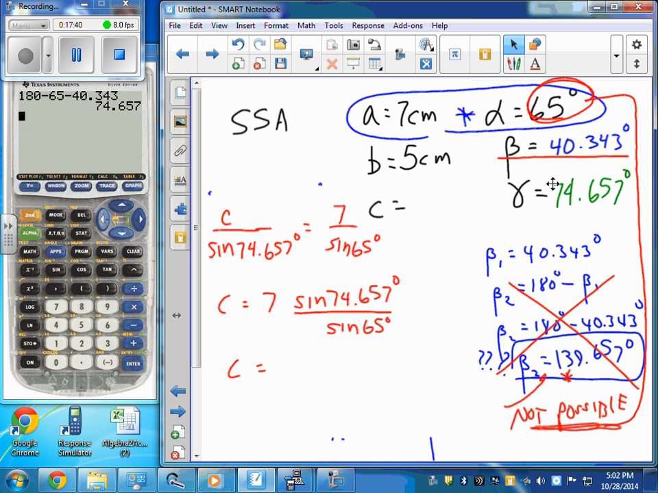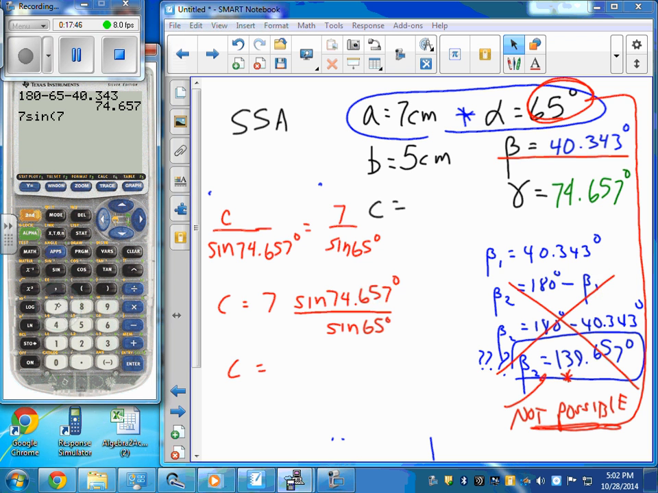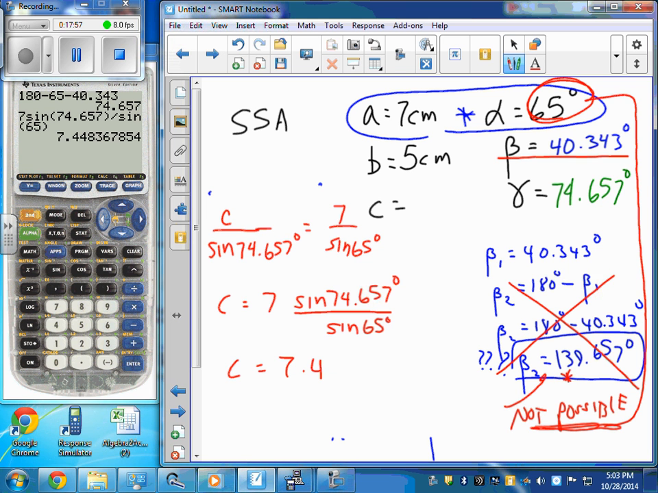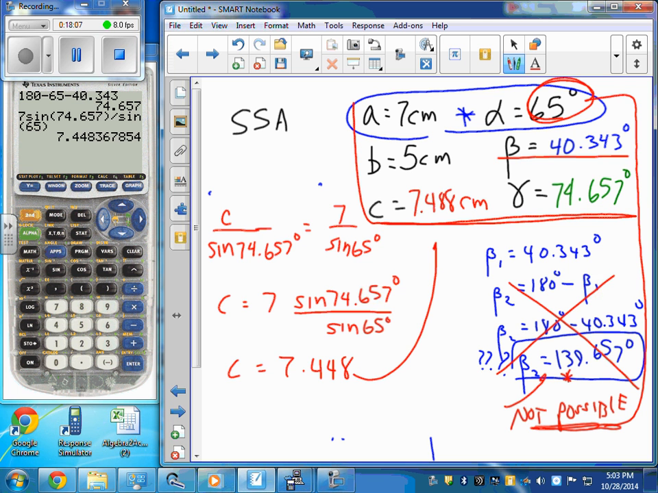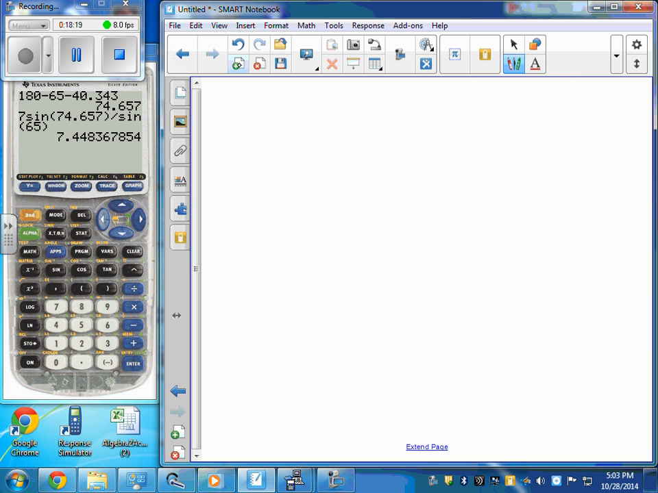C, going to my calculator again, 7 times the sine of 74.657 degrees divided by the sine of 65 degrees equals 7.448. And that would go right here, 7.448 centimeters. Okay, so I've solved the triangle, and this is a unique triangle. Even though it is the side-side-angle case, it's not an impossible triangle, and it's not ambiguous. Okay, done.